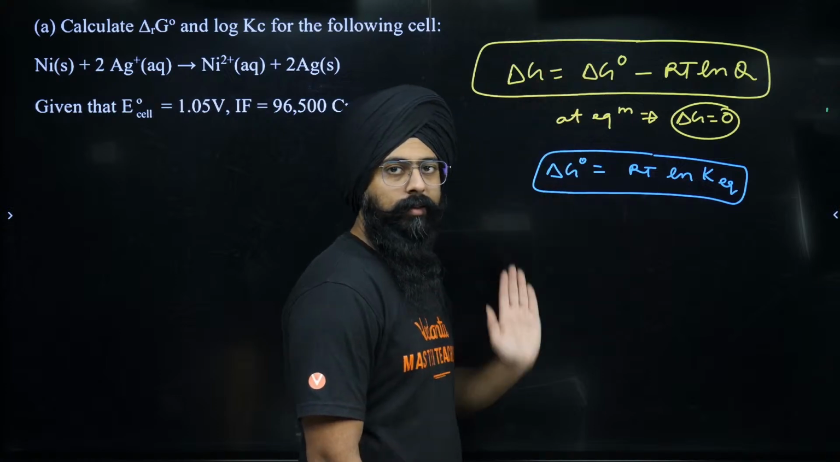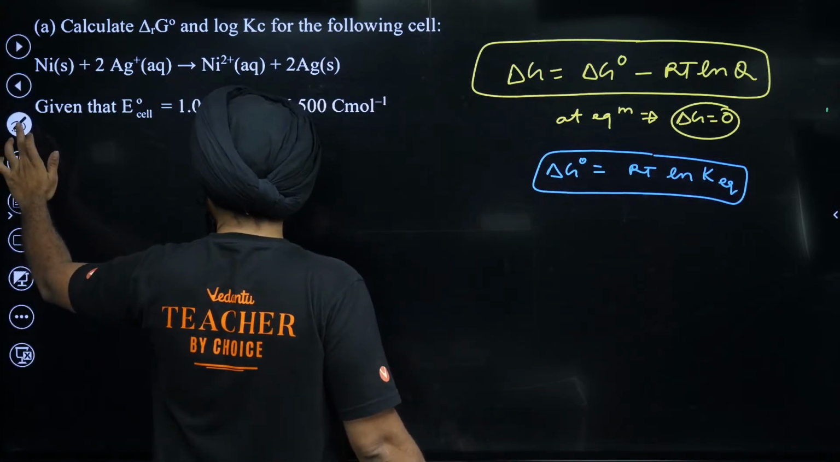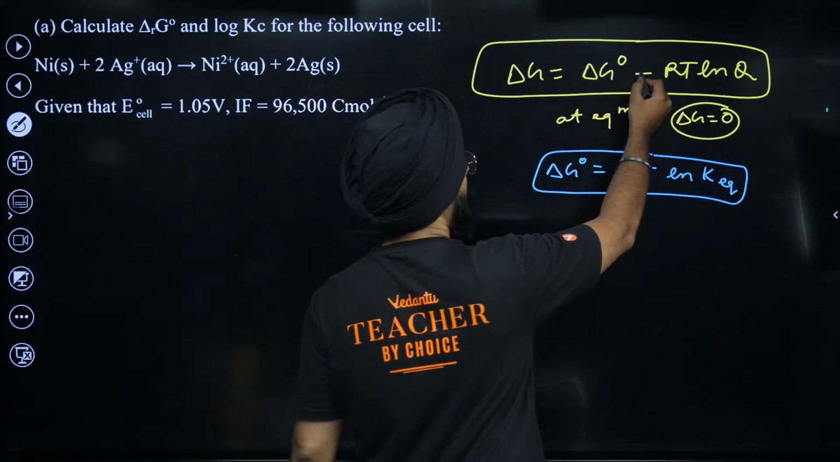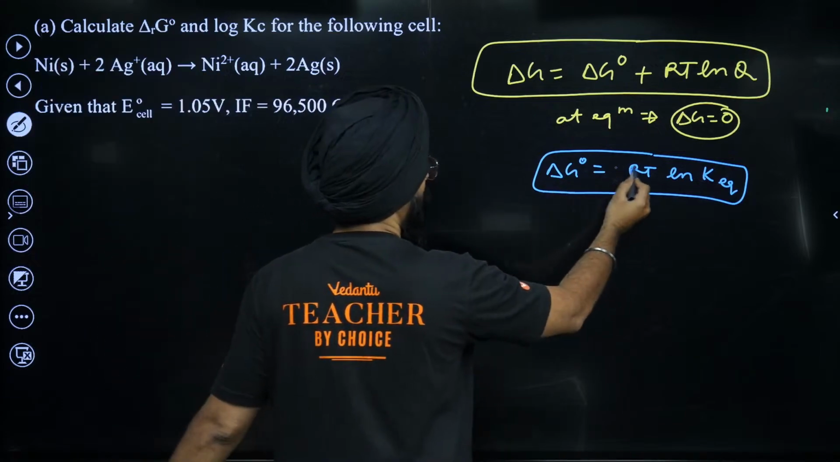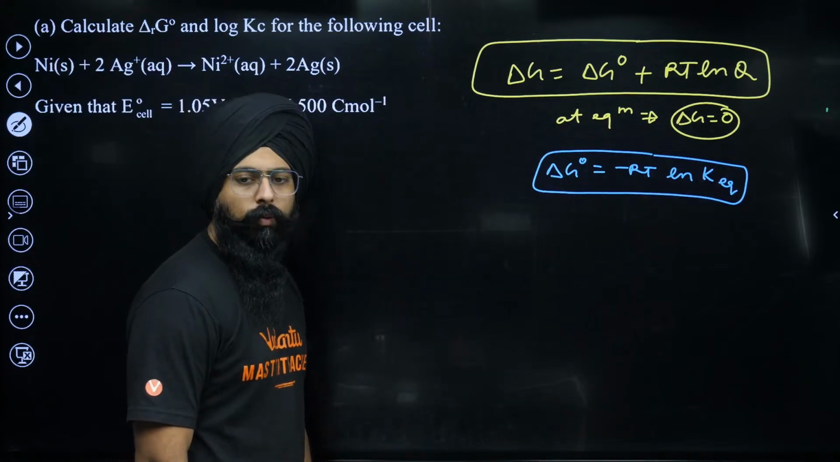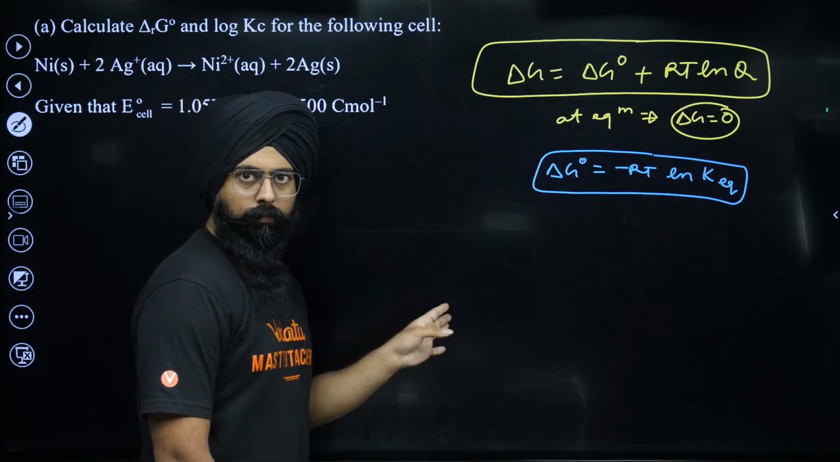This is incorrect, okay? This equation is supposed to be delta G equal to delta G naught plus RT ln Q. So delta G naught is equal to minus RT ln K equilibrium. Okay, that minus sign. Fine.